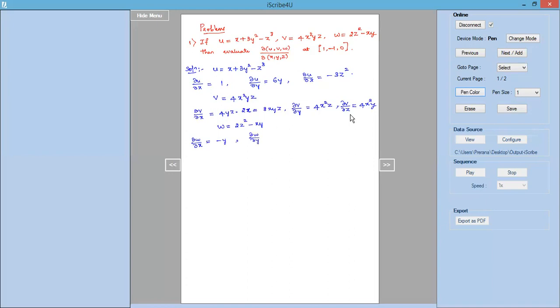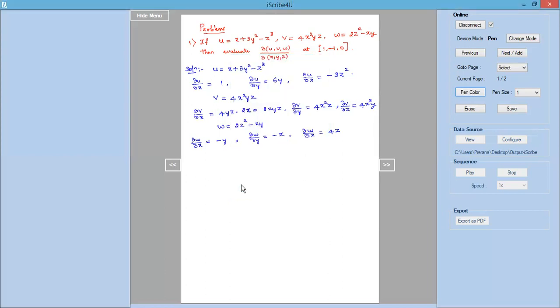∂w/∂y. With respect to y, again, 2z² is a constant, so differentiation goes to 0, minus x into 1, which gives us minus x. Then ∂w/∂z is equal to differentiation of 2z², which is 4z. x and y both are constant, so differentiation partially with respect to z goes to 0. So these are the partial derivatives obtained.